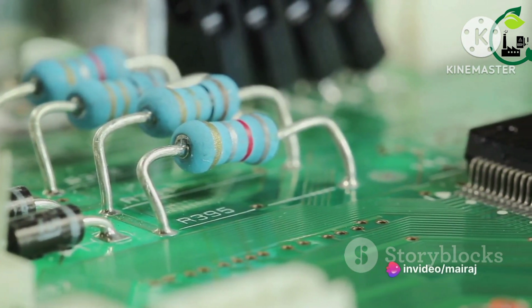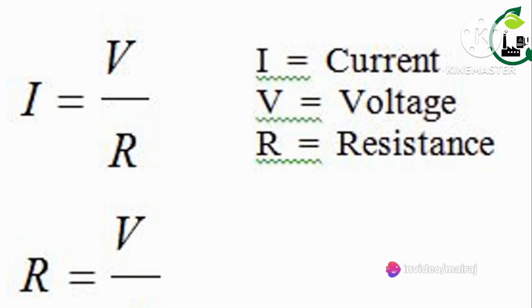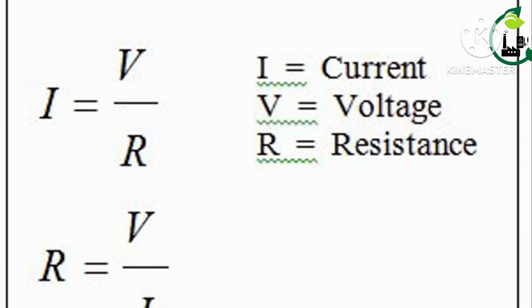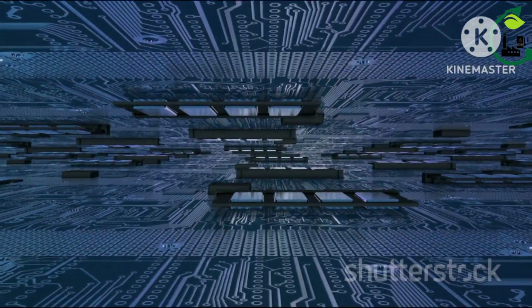So, if you know any two of these values, you can calculate the third. If you have a voltage of 10 volts and a resistance of 5 ohms, the current is 2 amps. This shows how Ohm's law allows you to predict how an electrical circuit will behave.